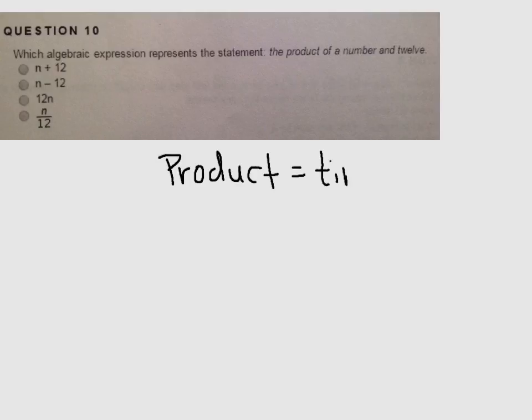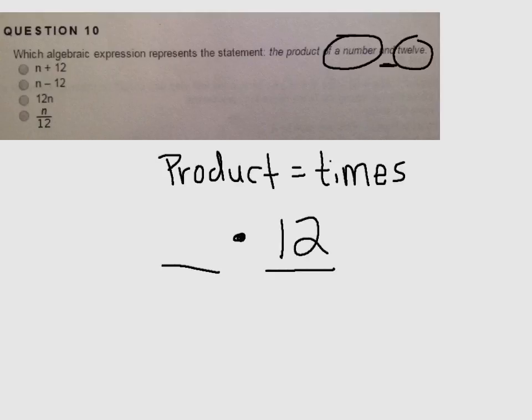So we are multiplying, we're timesing. What are we timesing? What are we multiplying? Well, it says we're multiplying a number and 12. So it didn't say what number, it just says a number. Whenever you see a problem that says a number, but they don't tell you which number, that just means x or n or a, any letter.